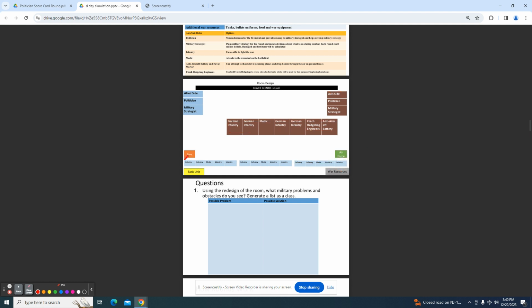These students will rarely move throughout the simulation. Primarily this one, the goal behind this invasion is to secure the beach to allow war resources to travel throughout Europe. This map here represents Europe and Allied forces coming in this direction.